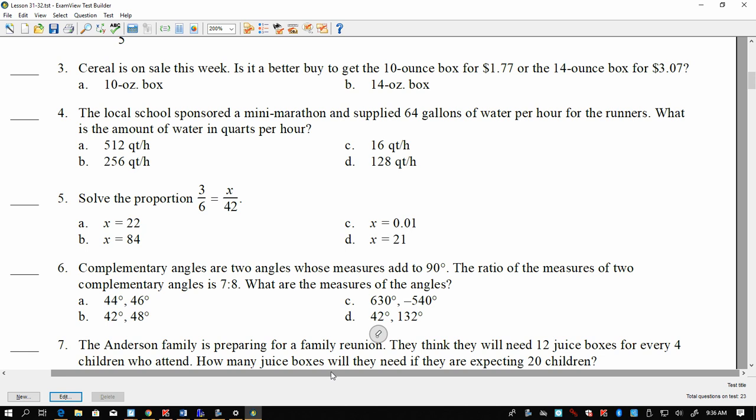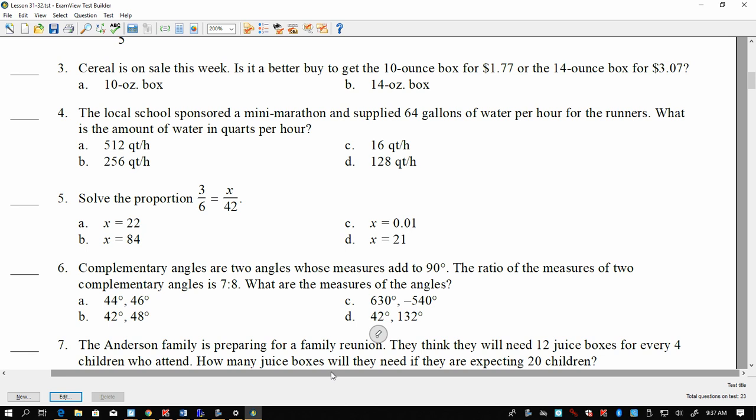All right, question number 3. Cereal is on sale this week. Is it better to get the 10-ounce box for $1.77 or a 14-ounce box for $3.07? So same concept as question number 1, but what do we want to put on top? It's something per something. Is it ounces per dollar or dollars per ounce? How do you normally buy things? Dollars per ounce. Okay, that's how we want to set this up.